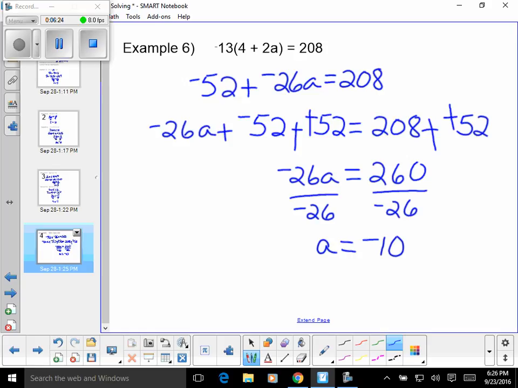And yes, you can put that back up into the equation. 4 plus, well, you have to take the 2 times -10 first, so that would be -20. 4 plus -20 is -6, and -6 times the -13 will give you 208. That is the conclusion of lesson 2.4a.